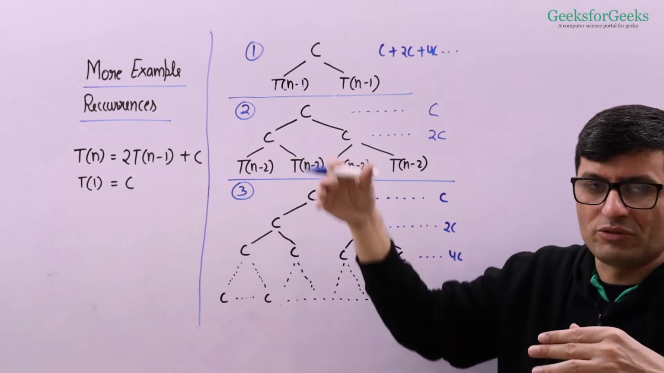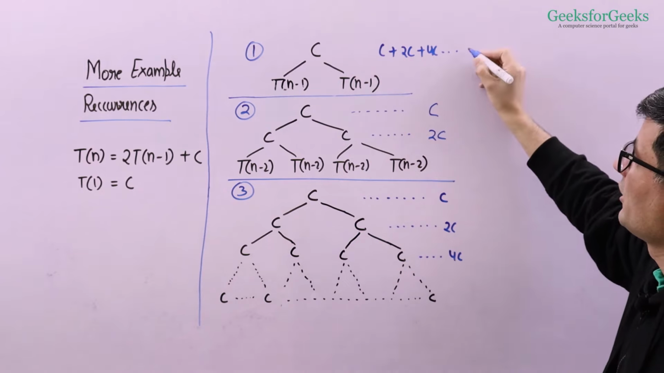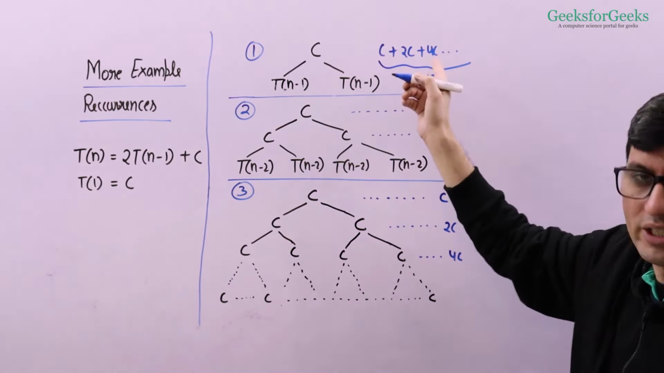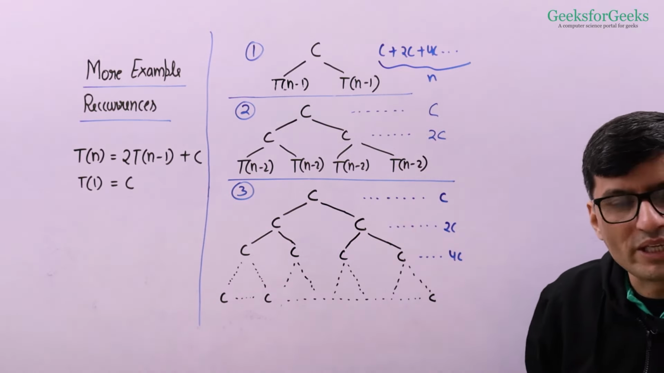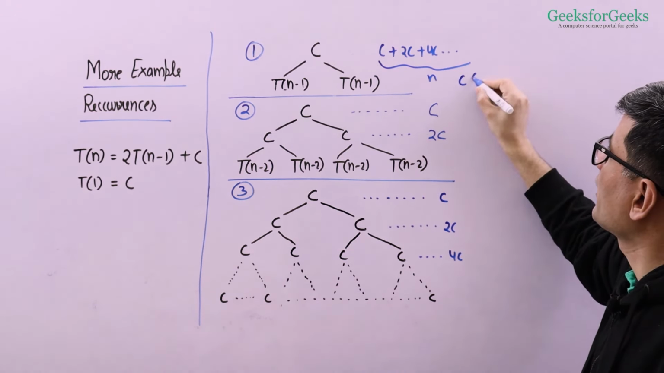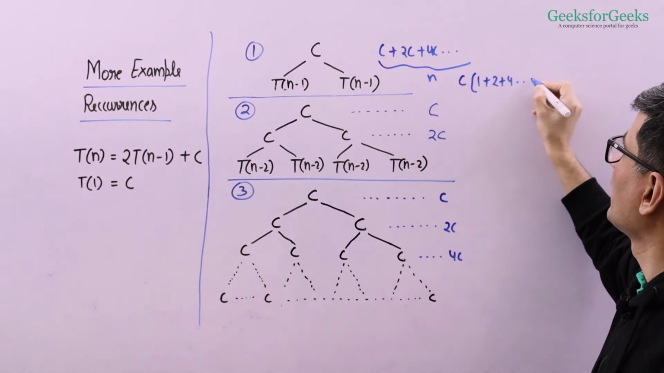For n equal to 4, you are going to have 4 levels in the recursion tree. So the number of terms in this series is going to be n, and it's a geometric progression clearly with a common ratio of 2. So we can simply apply the formula of geometric progression, right? We can take the C out, and we can write the series as 1 plus 2 plus 4 and so on till n terms.